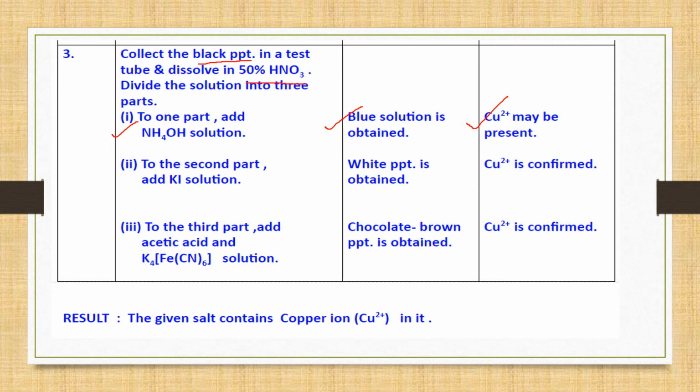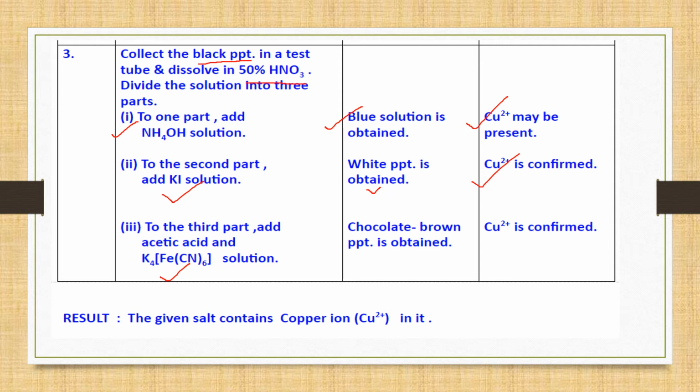To the second part, we'll add potassium iodide solution. It will give you white, or you may write off-white precipitate of copper iodide. That means it is confirming the presence of copper in it. And to the third part, you will add acetic acid and potassium ferrocyanide.